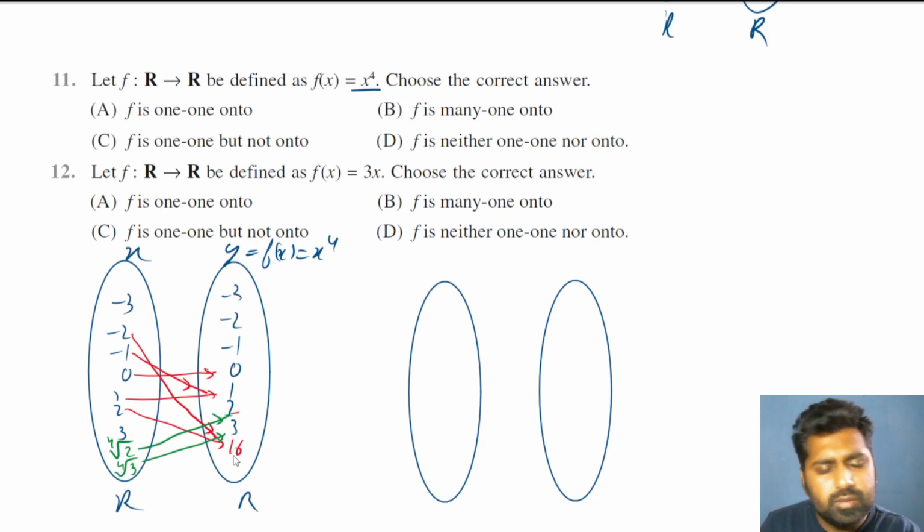So all positive numbers are dealt with, but what about the negative numbers? Can any negative number be related anyhow? No. Why? Because a square power is also positive, so power 4, even powers are always positive numbers. So these values of y have no value of x, so it's not onto. So it's neither 1-1 nor onto for this question.